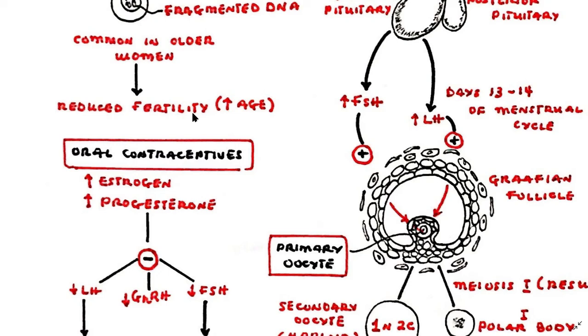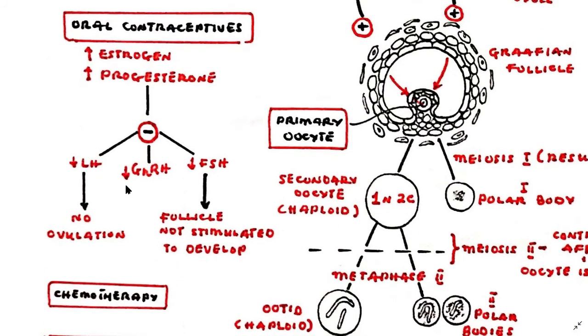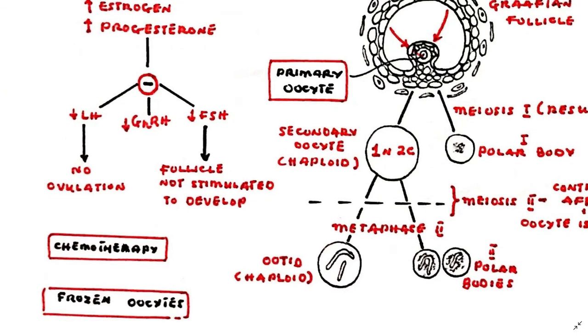Now, knowledge of the effects of sex hormones on follicle development has allowed invention of the oral contraceptive pill. High levels of estrogens and progesterone inhibit gonadotrophin releasing hormone and subsequently luteinizing hormone and follicle stimulating hormone. Decreased levels of follicle stimulating hormone means that the follicle is not stimulated to develop, and the absence of luteinizing hormone surge prevents ovulation from occurring.